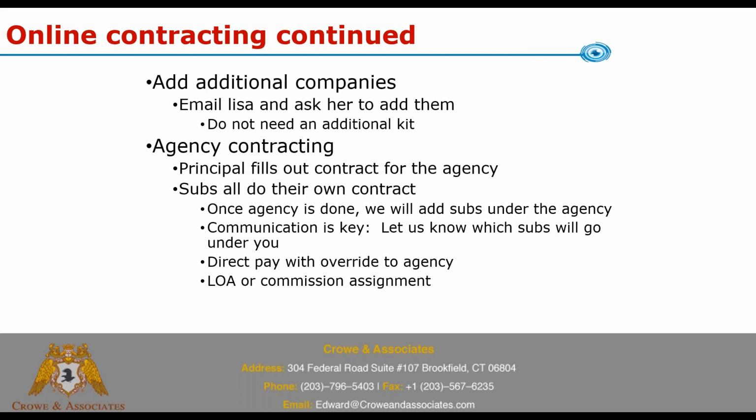If you're an agency and you have sub-agents, you'd fill out the principal and agency contracting first. Once that's completed, then we can add the sub-agents. So if you're getting your agency set up and you want your sub-agents to fill their contracting out as well, just send them the link. Everybody can use the same link. Agents would fill out the link on their own, and then once your agency is set up, we can slide those agents underneath you for the given carriers. We can't do it, however, until the agency is done.